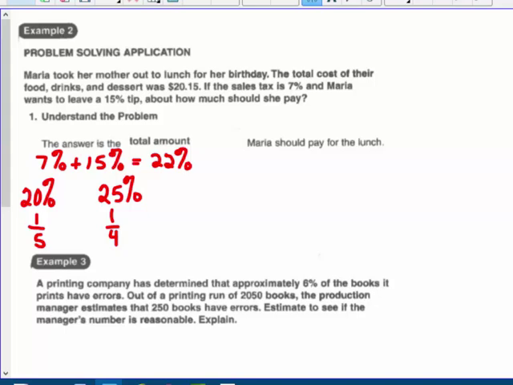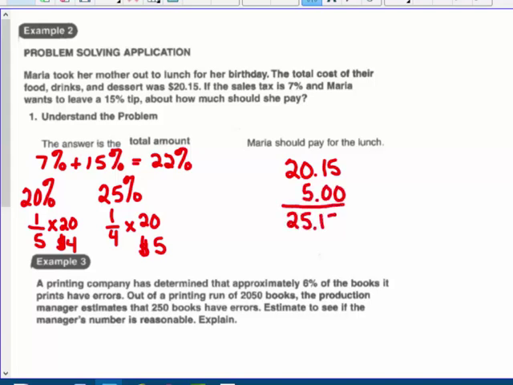The money is about $20, right? So a fifth times 20 would equal $4. She should estimate for tip and tax. And a fourth times 20, if service was really good, would be $5 for tax and tip. So Maria should pay for her lunch. Let's say the service was really good, so they want to add the $5. So she should pay $25.15. That's what I'm saying. Yeah, the answer $24.15 would also be okay.